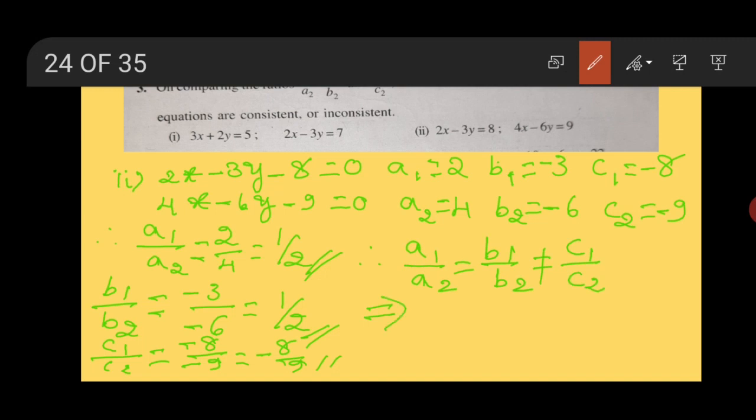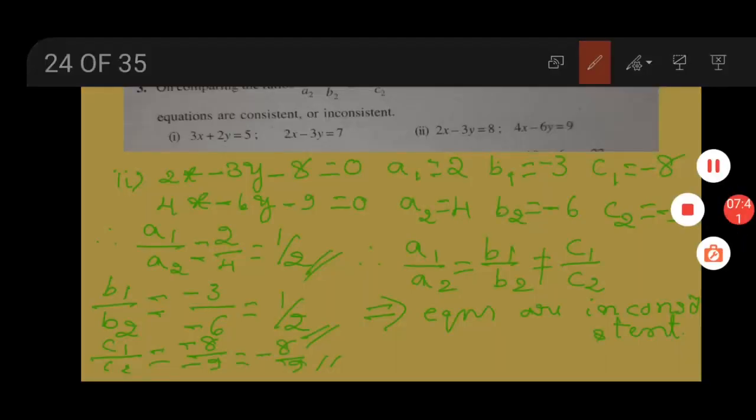This implies what? This implies there are no solutions. So these two equations are inconsistent. Okay.